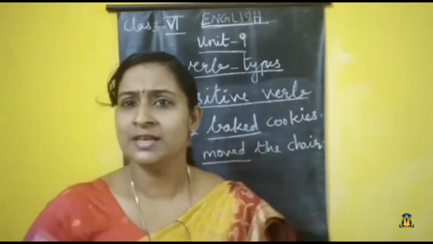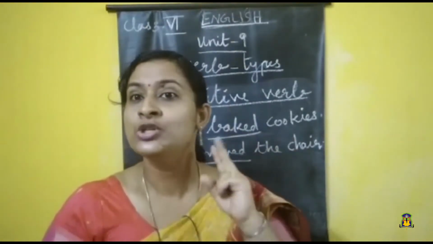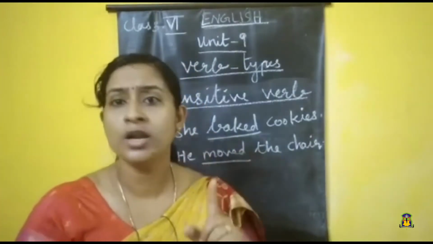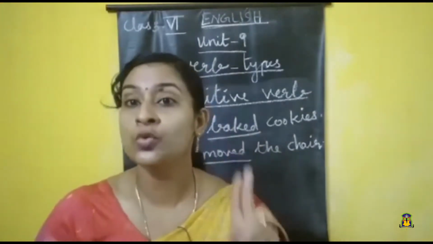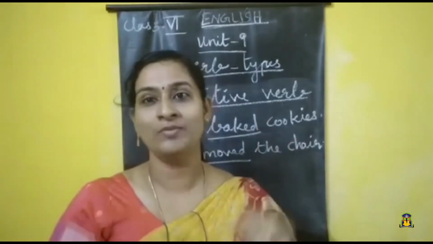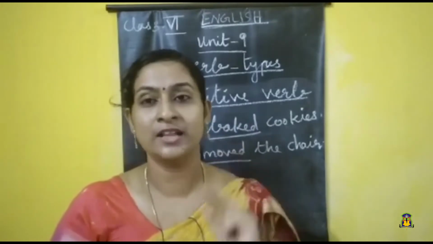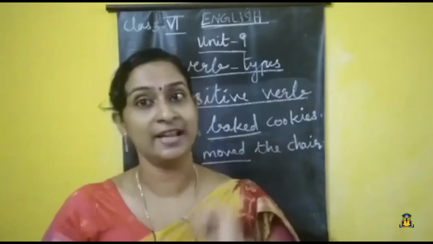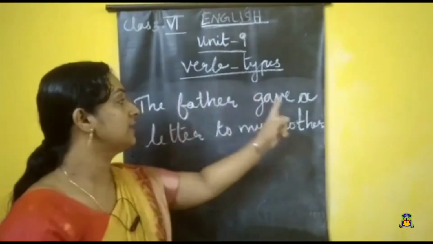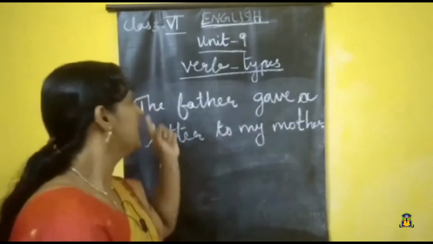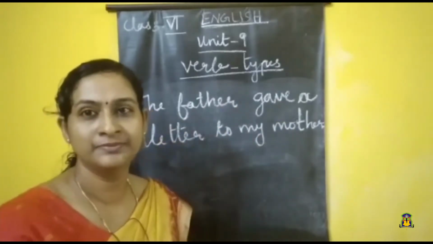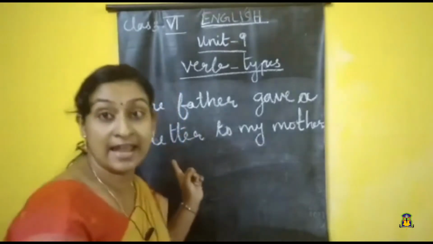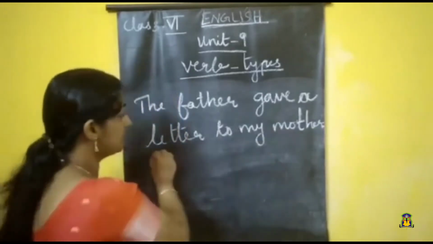Okay. Sometimes, in some sentences, we can find two objects. In these sentences, we found only one object. But in some cases, we can find two objects. They are direct object and indirect object. So, which are the two different types of objects? One will be direct object and the other will be indirect object. Look at this example. The father gave a letter to my mother. So, in this sentence, you can find two objects. Which are the two objects in this sentence? Yeah, letter and mother.